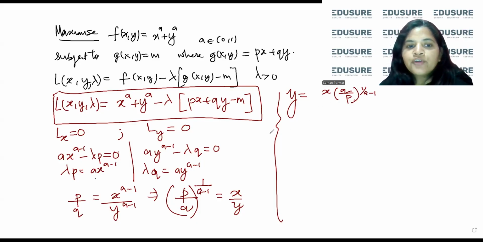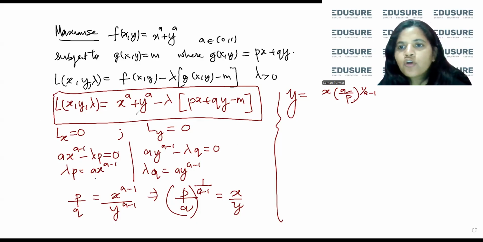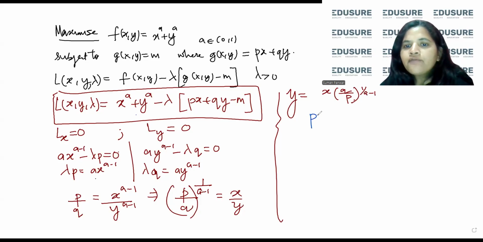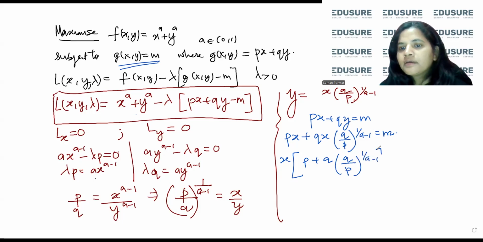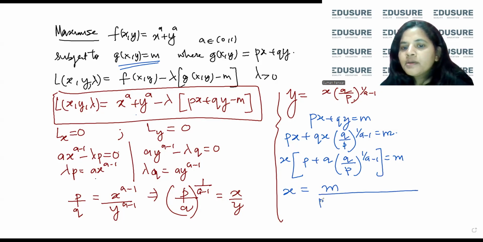Okay. So let us try to find out our x now. We basically need a candidate for maxima or minima for optimization. So we have px + qy = m, which is our equality constraint given to us. So px + q x (q/p)^(1/(a-1)) equals m. So x times (p + q (q/p)^(1/(a-1))). Okay. So your x will be m upon (p + q times (q/p)^(1/(a-1))).